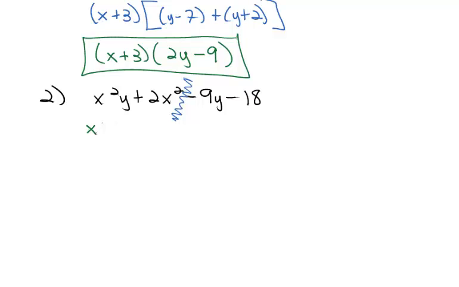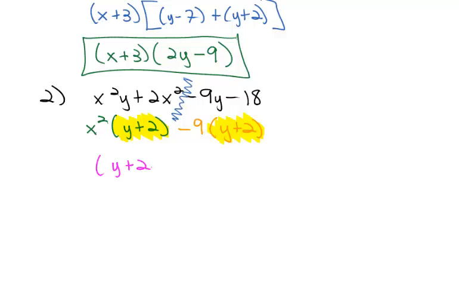On the left side, we see a GCF of x squared, leaving behind y plus 2. On the right side, we see a GCF of negative 9, leaving behind y plus 2. And what makes this all work is that y plus 2 is a common factor on both. So we factor out that y plus 2, leaving behind the x squared minus 9.